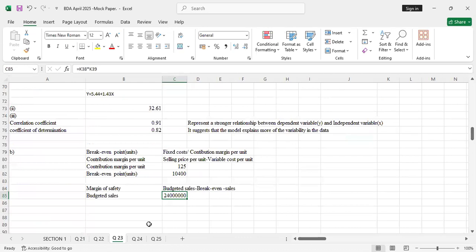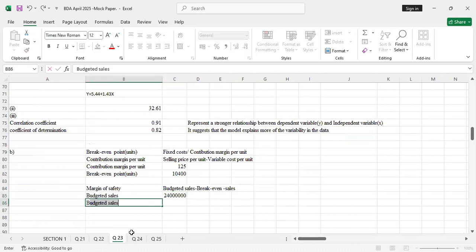So we already have the budgeted sales. What we don't have is the break-even point in sales. So we are going to calculate that. The break-even point in sales, this is the actual sales in shillings.